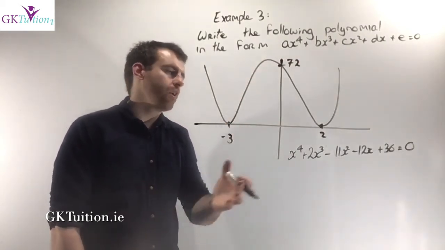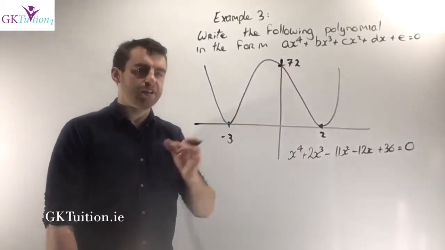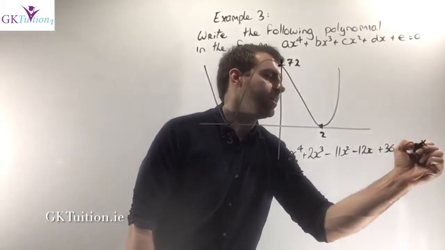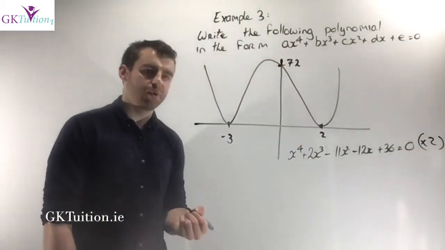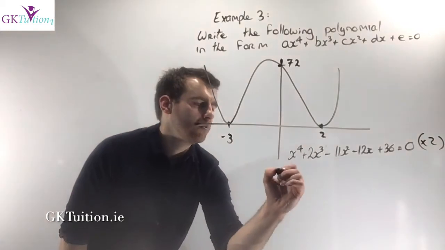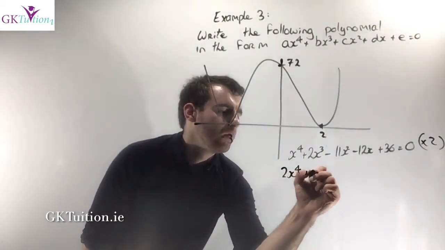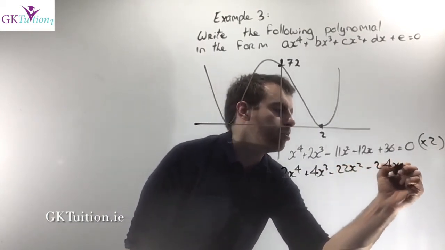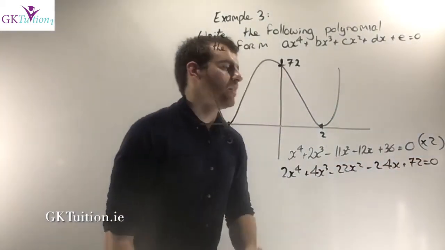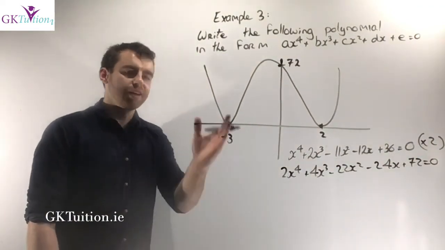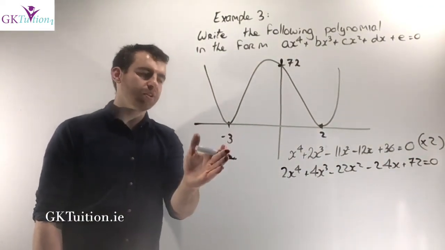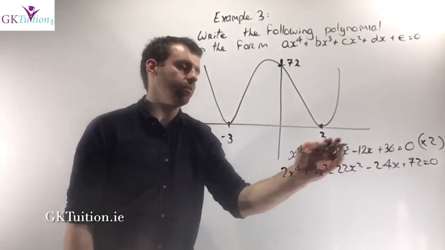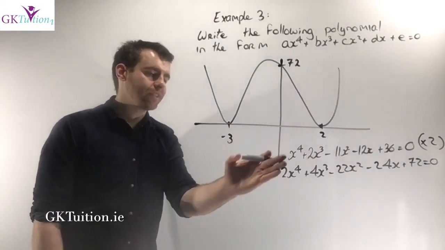So I need to figure out what do I do to plus 36 in order to turn it into a plus 72. Obviously 36 is just half of 72, so what I need to do is multiply everything by 2. If I multiply everything by 2, I get 2x to the power of 4 plus 4x to the power of 3 minus 22x squared minus 24x plus 72 equals 0. This is an example of a polynomial that has 2 roots at x equals minus 3, 2 roots at x equals 2, and intercepts the y-axis at 72. So my final answer to example 3 is actually this.